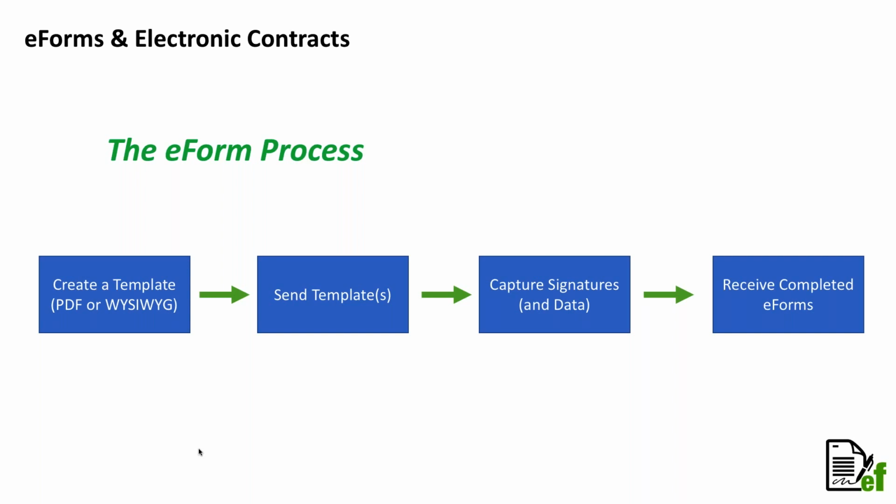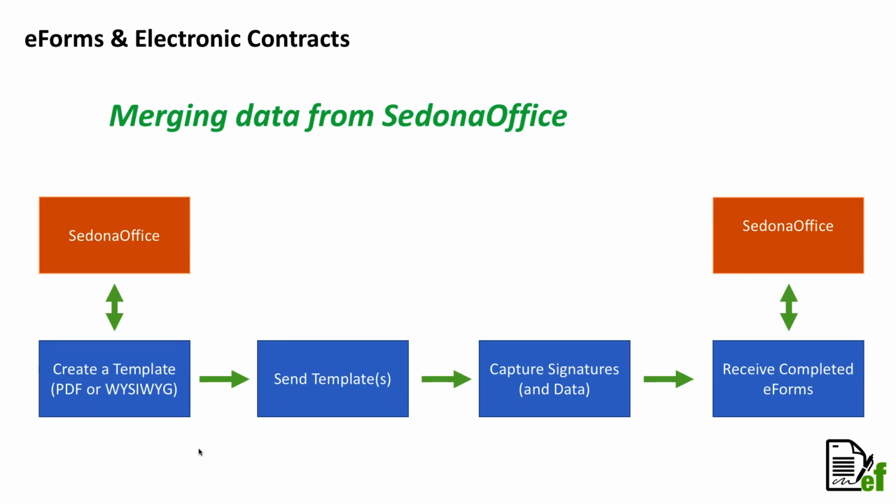You'll capture the signature and any data, and then you receive the completed eForms back. If you're using SedonaOffice, you can merge data into that document, that template, from SedonaOffice directly. So any customer information, site information, system information, that is already mapped. We will be adding the sales management, the prospect to it, and eventually we'll also add service ticket and work order to it as well.